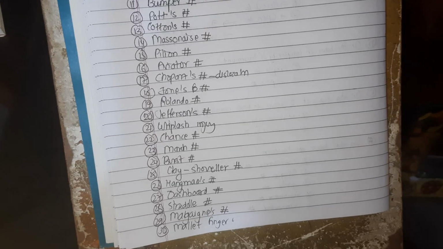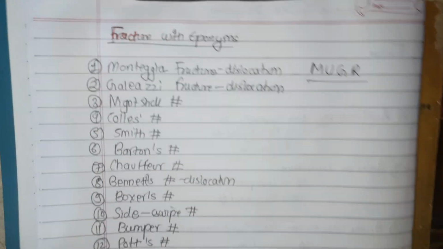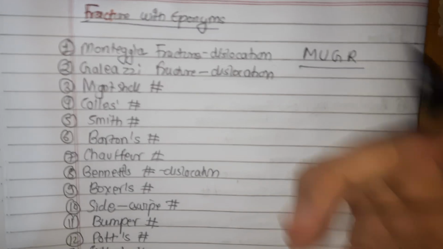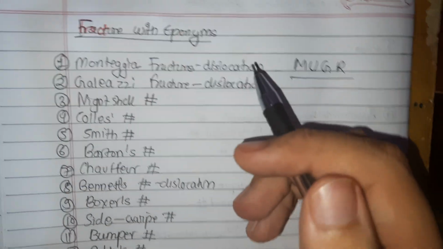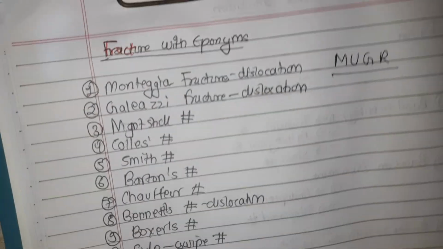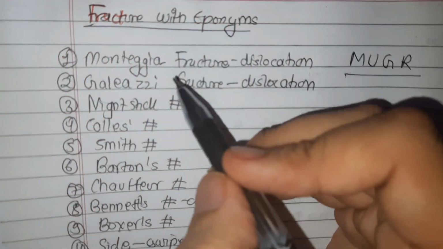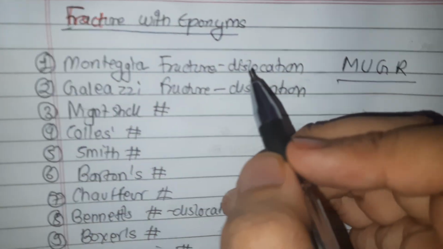We have almost 30 fractures in the list, and we'll talk about all of these fractures in detail when we come to their respective chapters. So we'll just see the overview for today. First of all, we have the Monteggia fracture dislocation.